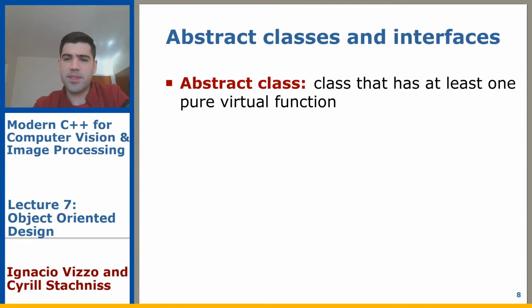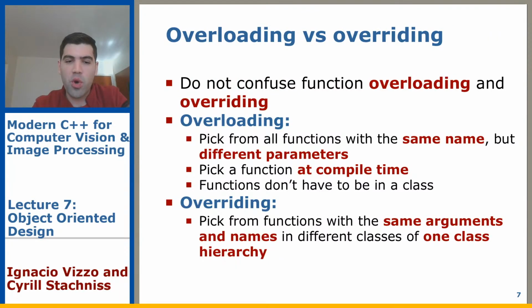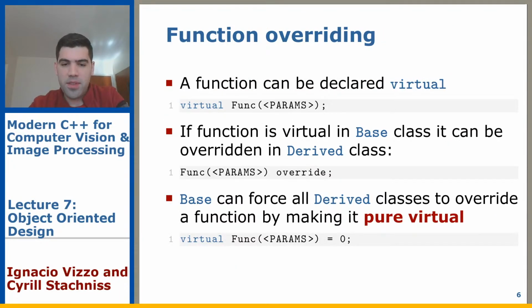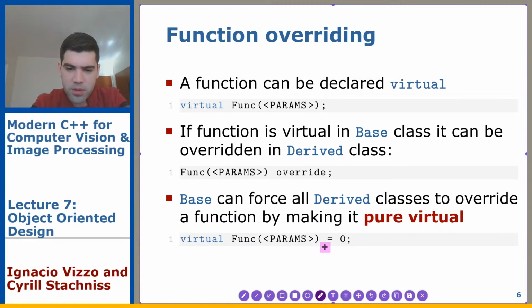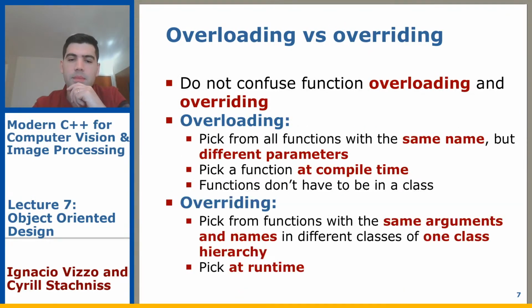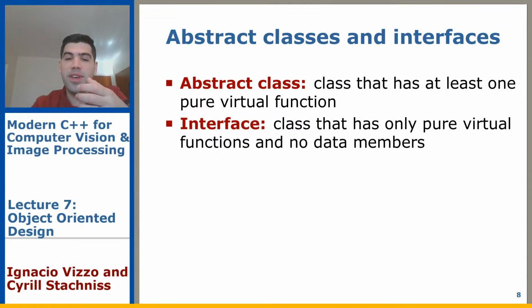An abstract class has at least one pure virtual function. What is a pure virtual function? Again, it's just a name for a given syntax. If we go back, a pure virtual function is whenever you mark a function from a class as virtual and then you delete it. And then an interface will be a class that has only pure virtual functions and no data members. So that's a name for a given class.